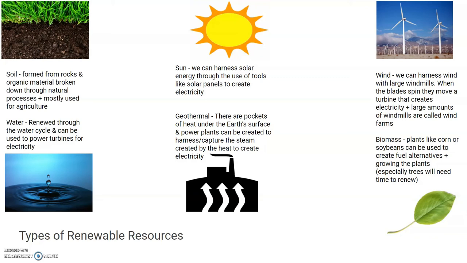Often this is near the site of a river or some type of moving water because the movement of the water will move the turbine. Solar energy or sun energy has to be harnessed through the use of tools like solar panels, and those solar panels will take in that energy and can be used to create electricity.